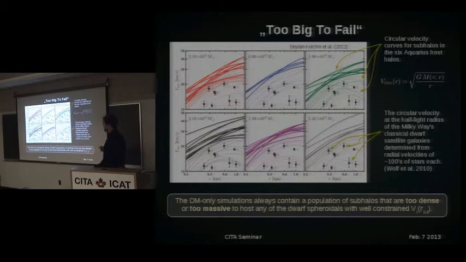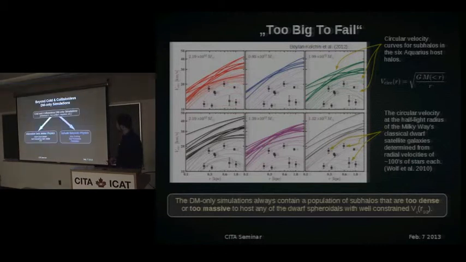The name just comes from the fact that you might expect some kind of mass-dependent threshold on star formation inside subhalos. So it's a bit puzzling that you have lower mass systems that were able to form stars and then still have some population of more massive subhalos that were not. So they're really too big to not have been able to form stars. They're too big to have failed. So this is the too big to fail problem.